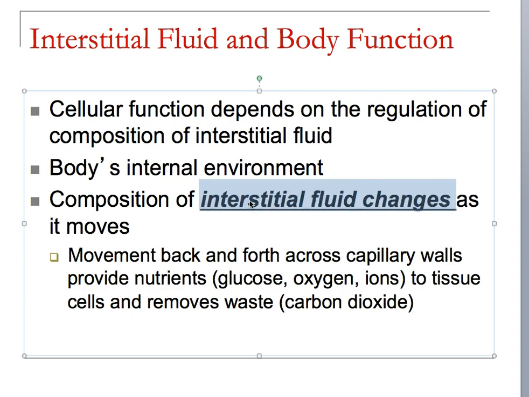Slow down just a little bit here. The movement back and forth across capillary walls provides glucose, oxygen, and ions to tissues and removes wastes. And we're assuming you've done some college level biology here and you understand what carbon dioxide is. But if it's moving carbon dioxide, it's moving other things as well. So how does it do this?